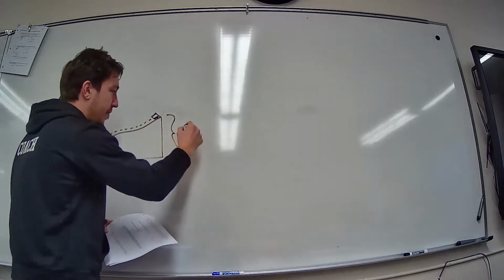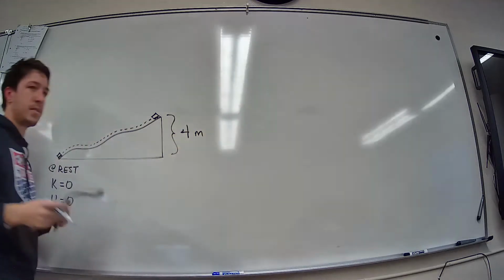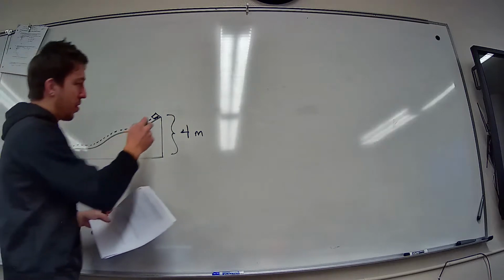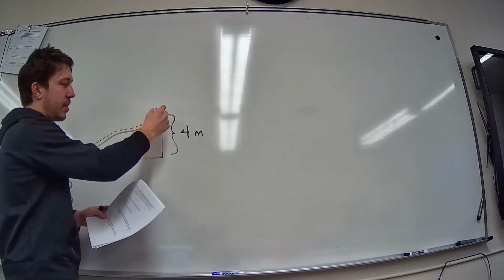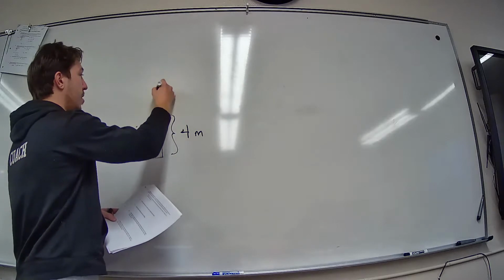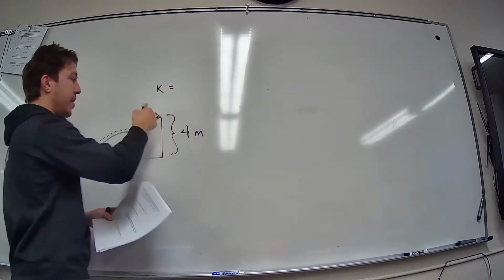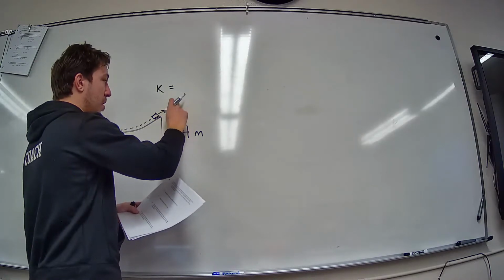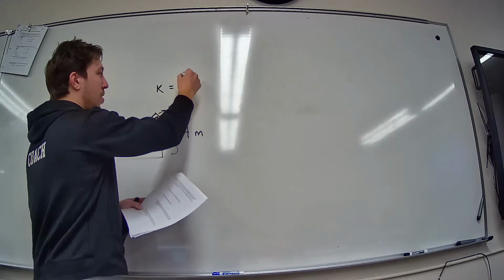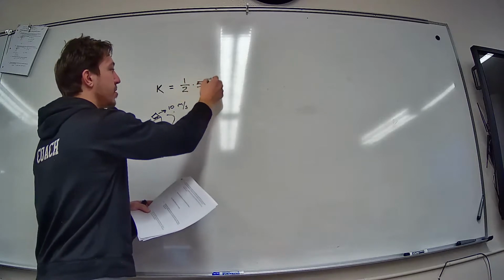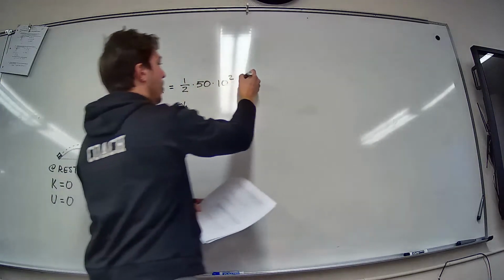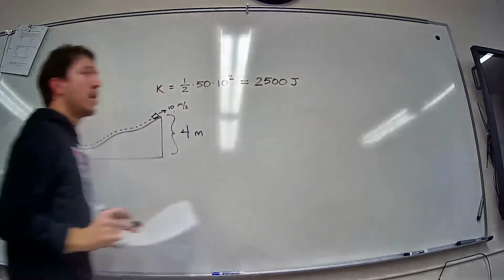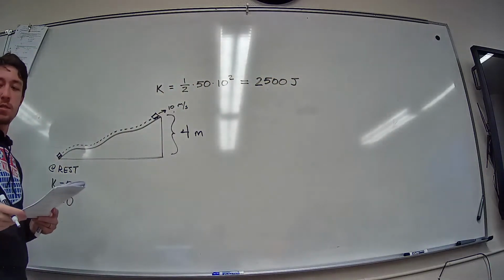Okay, so top of the hill. The hill has a height of 4 meters. So what's his total energy up here? What's his kinetic energy up here if he's going 10 meters per second? Half mass times velocity squared, 2,500. Yep, 2,500. Everyone okay with that? That calculation makes sense?